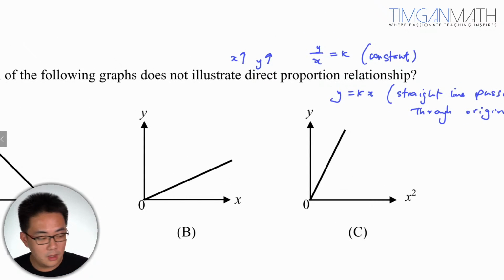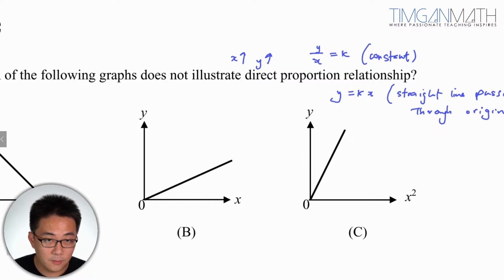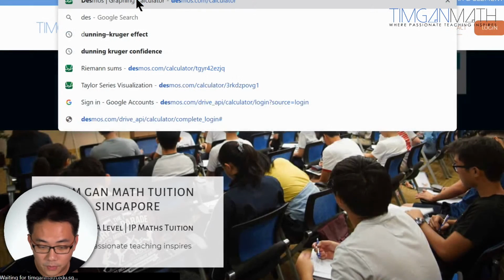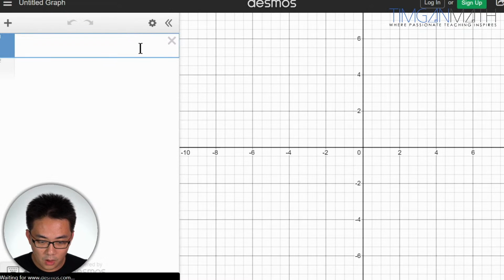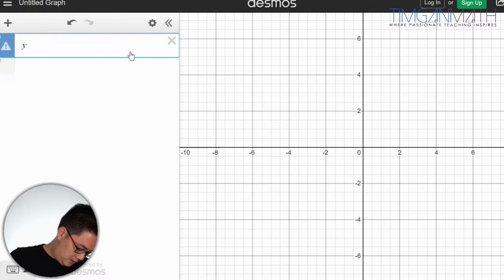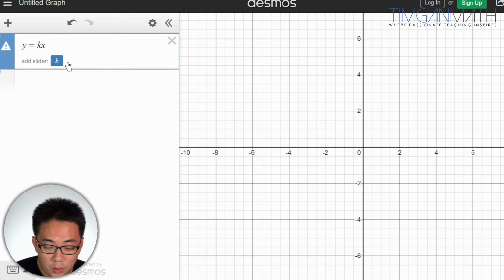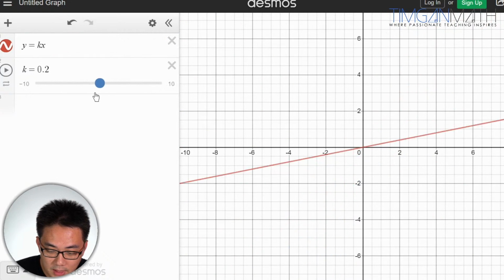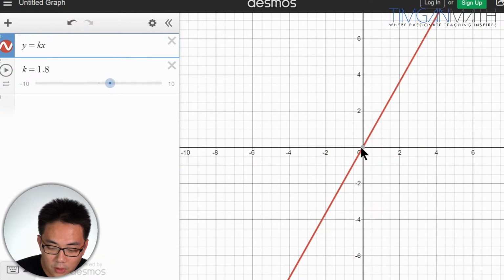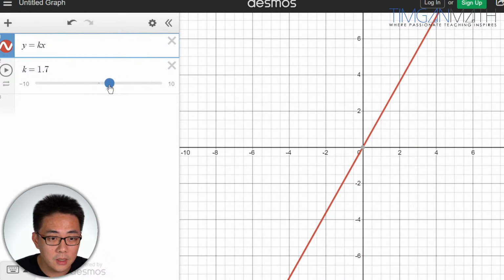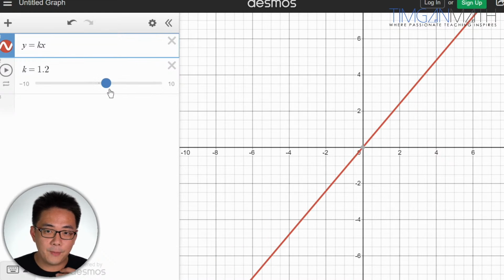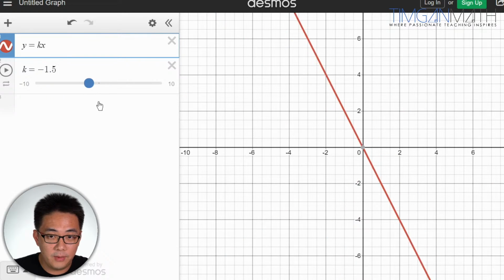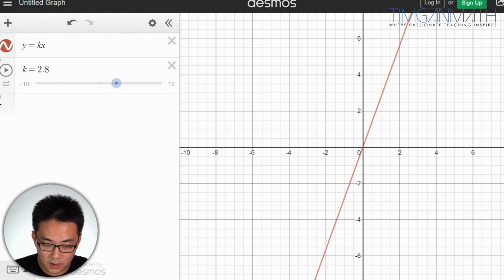If you were to use decimals to sketch it in an online graphing calculator, this is what you get. Once you do it, you just put y equals kx, right? With a different value of k, for direct proportion, you see that it will always pass through the origin, regardless. It will just decrease or increase. But obviously for k, we are talking about positive values because of direct proportion. So anything with k bigger than 0 is this graph here.